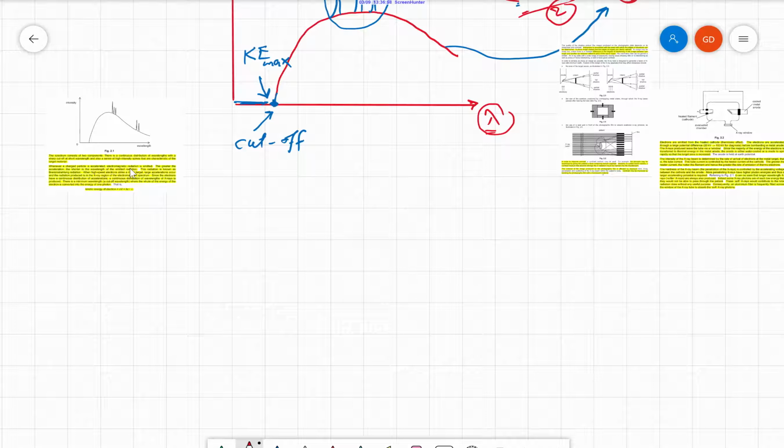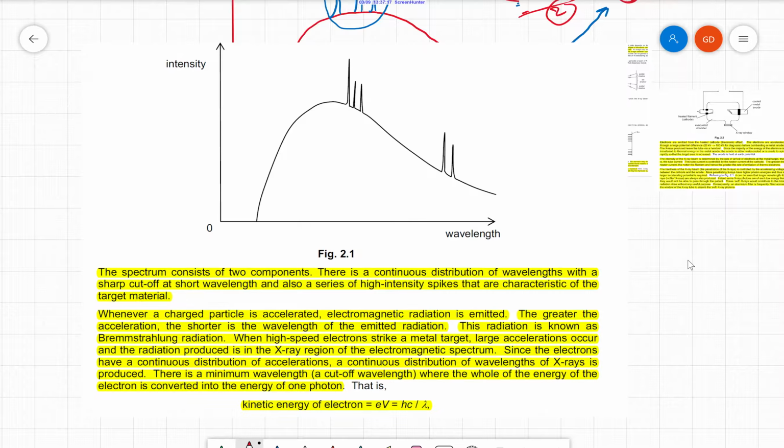Going again to the X-ray spectrum. Let's drag it over here. So this is what you have in your booklet, on page, I think, page 13. Okay, so here we see the X-ray spectrum. This is the continuous part that is called the soft X-ray or the Bremsstrahlung radiation.